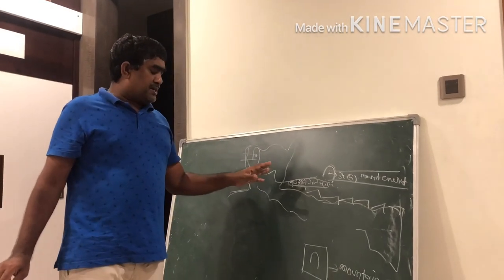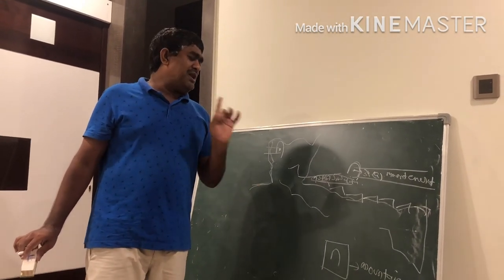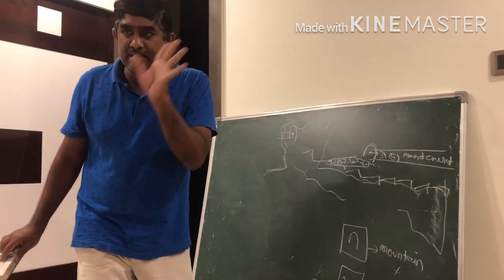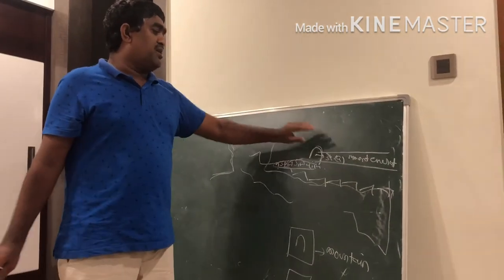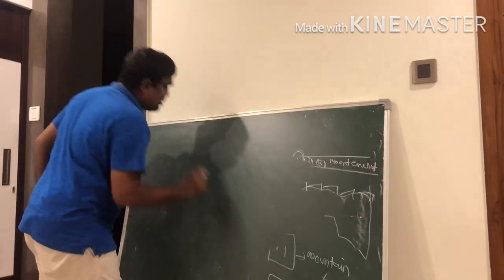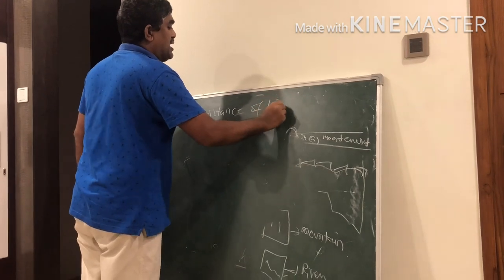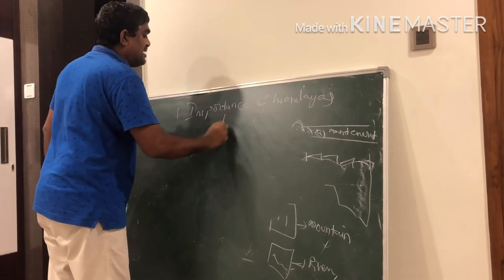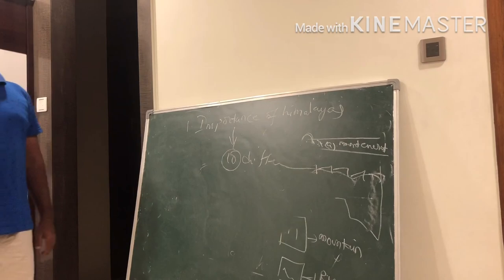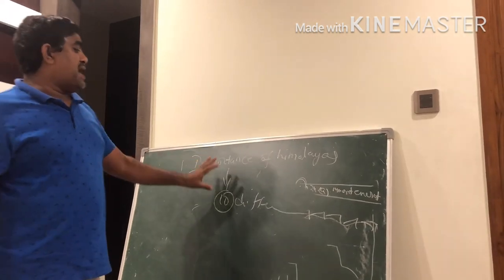So by this, I have completed the Himalayas topic, but the most important essay question overall in the first chapter needs to be discussed. We discussed the Himalayas, how they are formed, what the parallel ranges are. So the question is: write about the importance of Himalayas. This question can be asked in 10 different ways. Very, very important question.